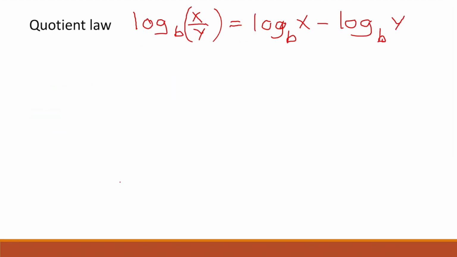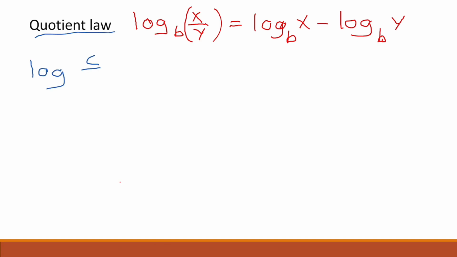Now, quite similar to the product law, we have the quotient law, where it states that if you have log base b of x by y, you can write it as log base b of x minus log base b of y. So the only difference between the product law and the quotient law is that the product law relates a multiplication and an addition, and the quotient law relates a division and a subtraction. And I'll give an example.